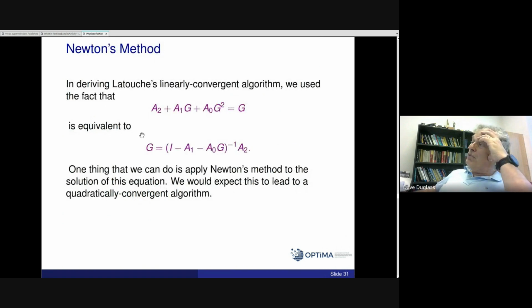Okay, the final bit I want to talk about is Newton's method. So we go back to Guy's linearly convergent algorithm. We use the fact that the original matrix quadratic equation could be rewritten this way. And we could apply Newton's method to the solution of this equation. And Newton's method, if it works, is supposed to be quadratically convergent. So maybe there's another quadratically convergent algorithm we could use to solve this.